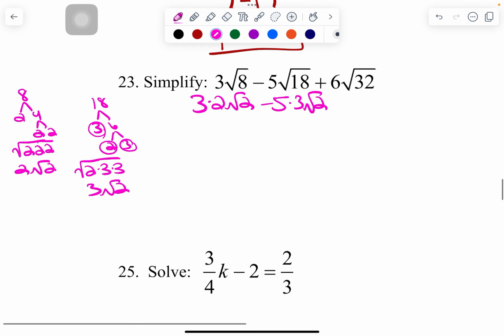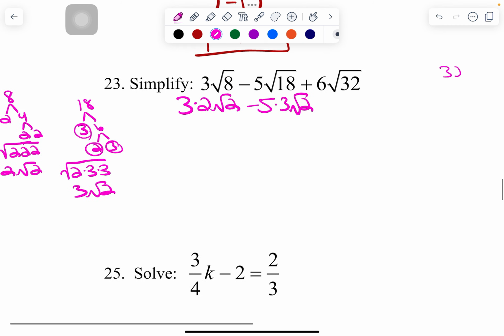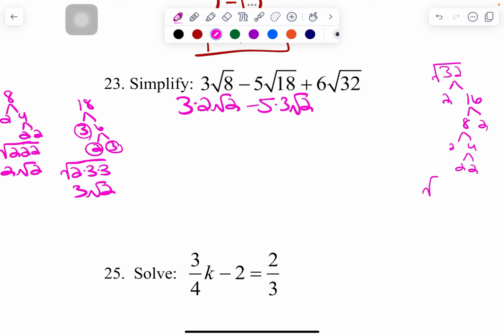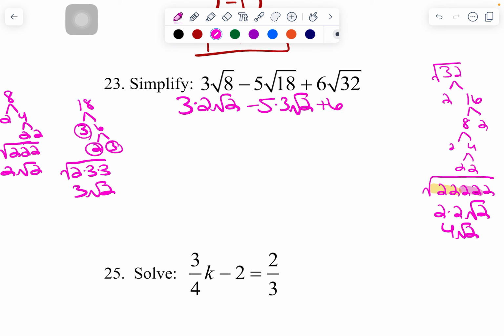And I kind of ran out of space off to the left, so I guess I'll go to the right here. So 32 is going to be, let's see, 2 times 16, 8 times 2, 2 times 4, 2 times 2. So that's a whole bunch of 2s. So 2 times 2 times 2 times 2 times 2. So 2 times 2 root 2. And the reason there's 2 2s is you have a pair of 2s here, and then you have another pair of 2s there. So each one of those creates a 2 on the outside. So that's going to be 4 root 2. So let's see, plus 6 times 4 root 2.